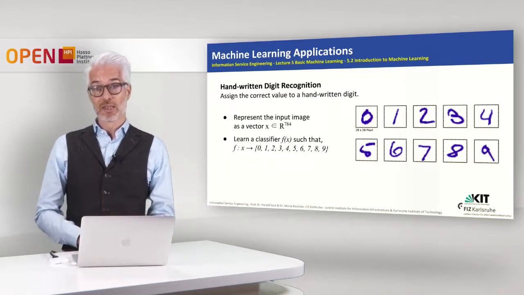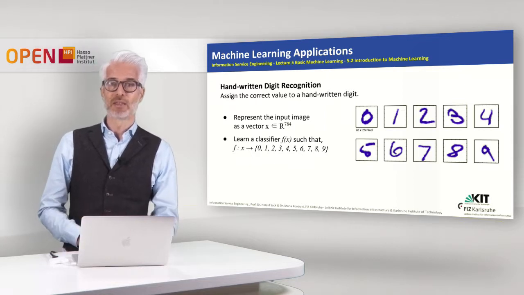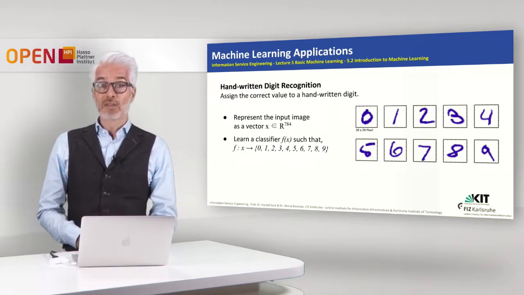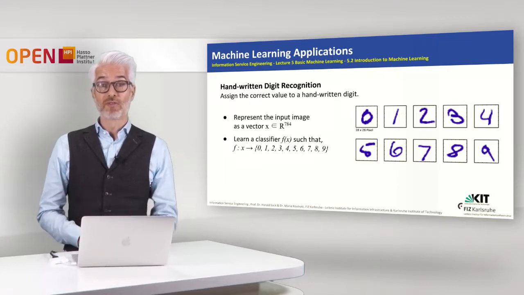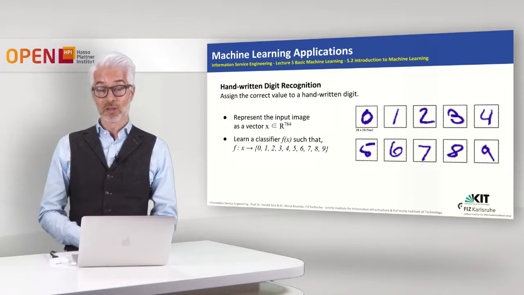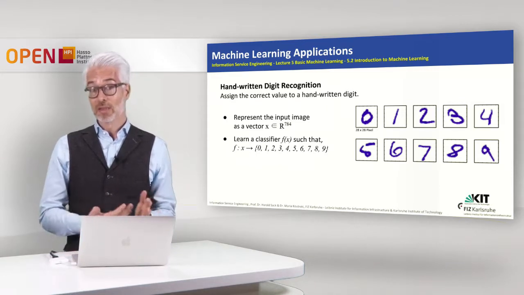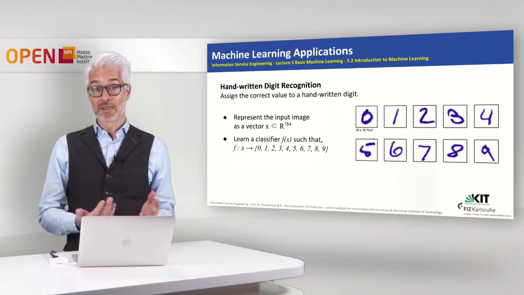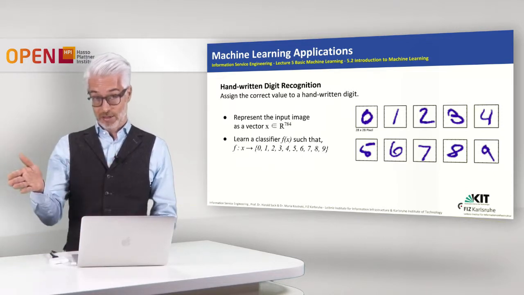You have here these 10 different digits. They are represented in a 28 by 28 pixel matrix. And usually what you do is this input is encoded in the form of a vector, which means if it's white, then for example, this position is 0. If it's black or blue, this position then is 1. And then you have a vector. And this vector comes from a vector space which has 784 dimensions if you have 28 by 28 pixels.